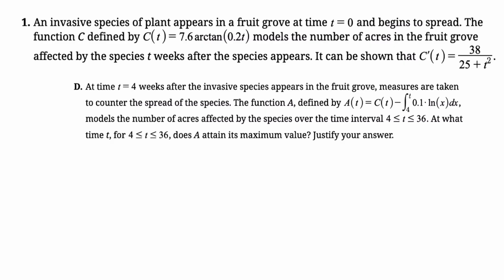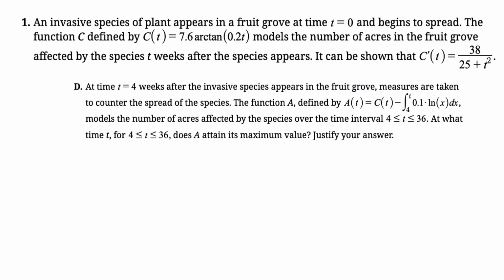All right, so now part D. At time t equals 4 weeks after the invasive species appears in the fruit grove, measures are taken to counter the spread of the species. The function a defined by a of t is equal to c of t minus the integral from 4 to t of 0.1 times the natural log of x dx. This function models the number of acres affected by the species over the time interval 4 is less than or equal to t is less than or equal to 36.